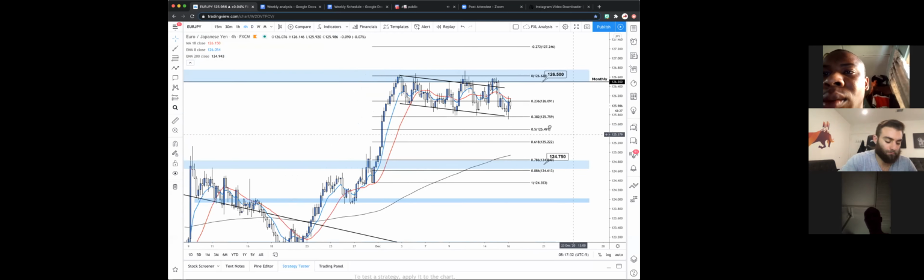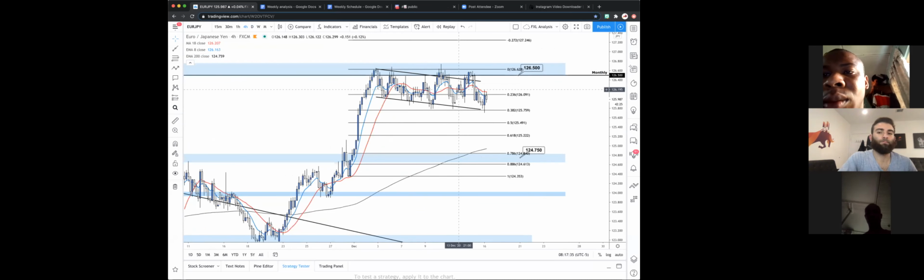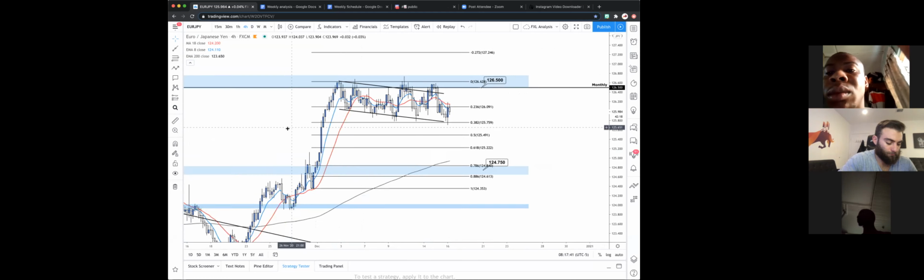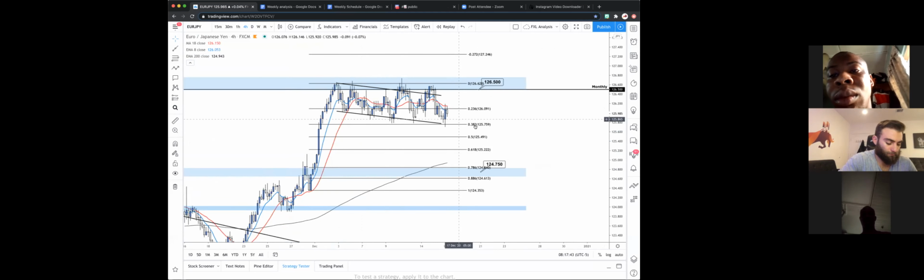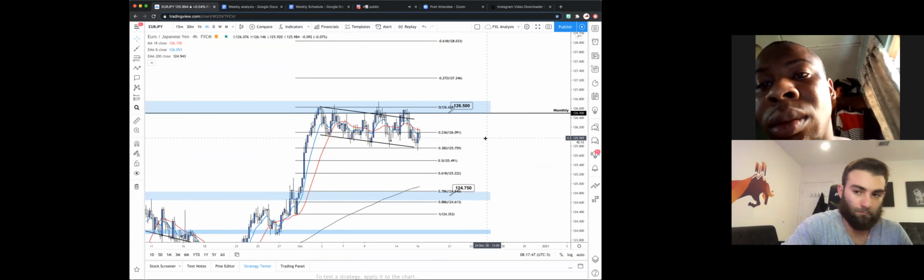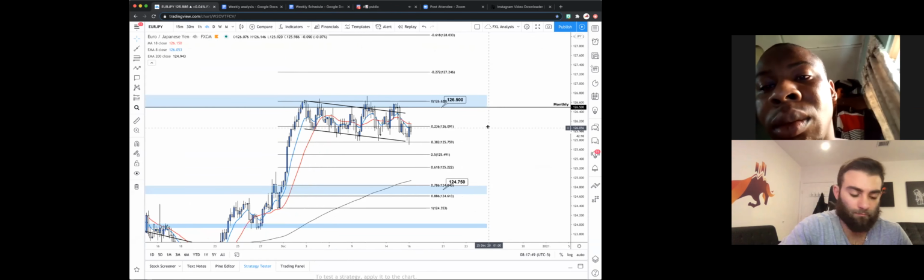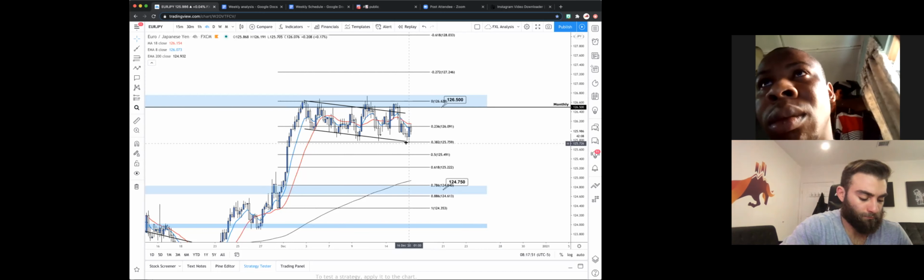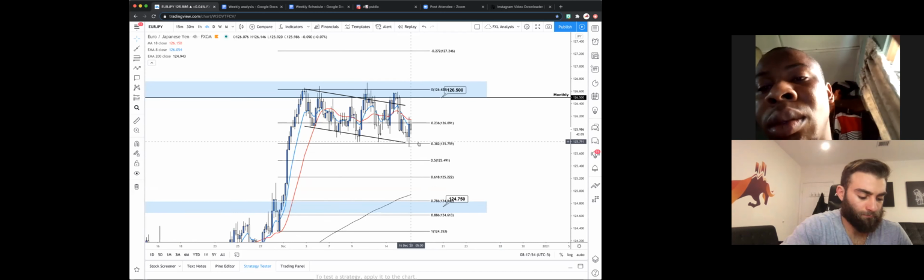Okay, so we actually have another flag pattern here. Very, very clear. Here's the flag pole. Very strong rally. Then here is the pullback or the flag itself. And it looks like we came back to 38.2 and rejected it pretty hard. So this is a good sign. Again, a flag is a continuation pattern. We just formed structure at a 38.2 fib level.